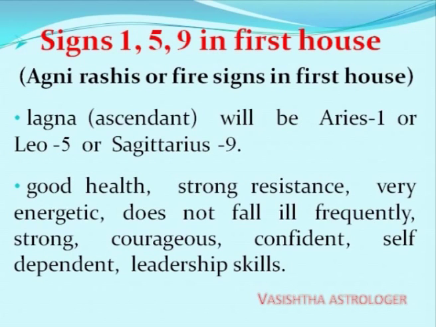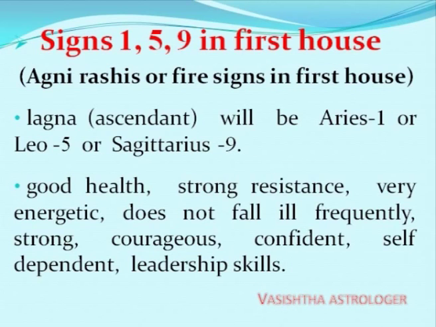We have already discussed in detail in session 19 that Lagna or ascendant of a person depends on the date, time and place of birth. As there are 12 rashis, so Lagna could be any one of these. If we have signs 1, 5 or 9 in the first house, that is Aries, Leo and Sagittarius, are known as Agni Tattva rashis or fire signs.